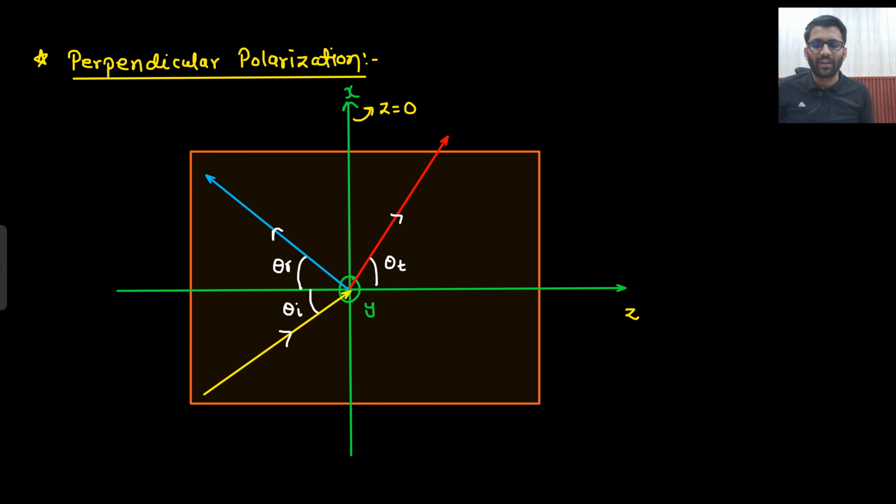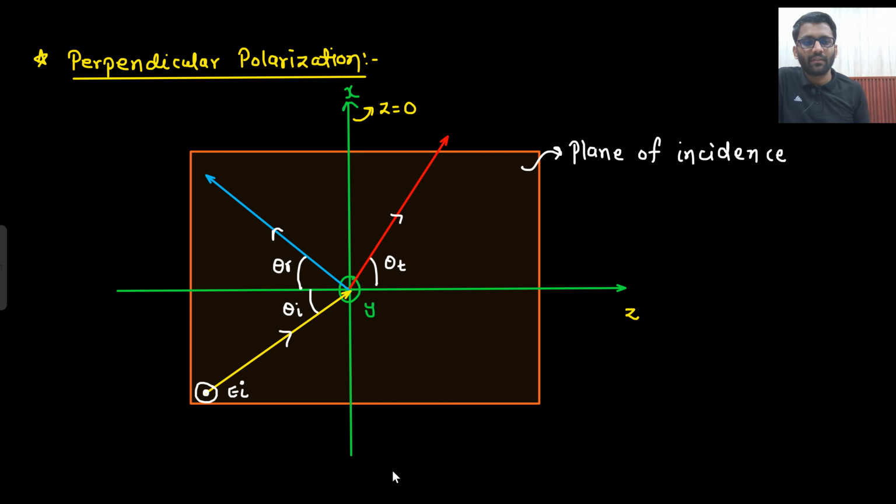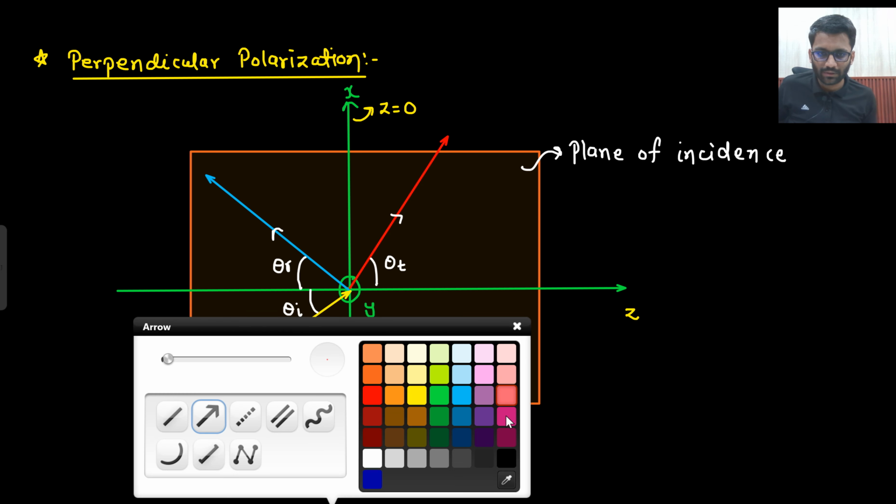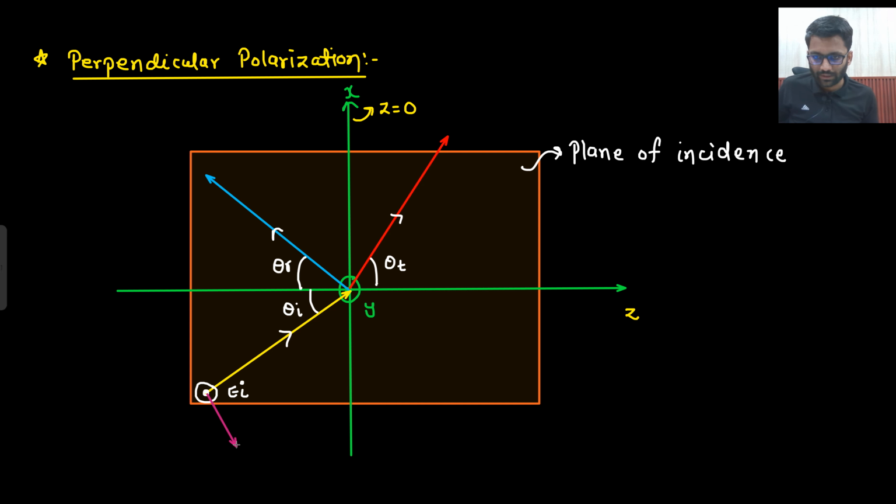Let's start studying our perpendicular polarization. In perpendicular polarization, the electric field is perpendicular to the plane of incidence. So this is the plane of incidence, and this is my electric field. Where will be my magnetic field? P cross E is equal to H. So H will be going downward. This would be your H i.